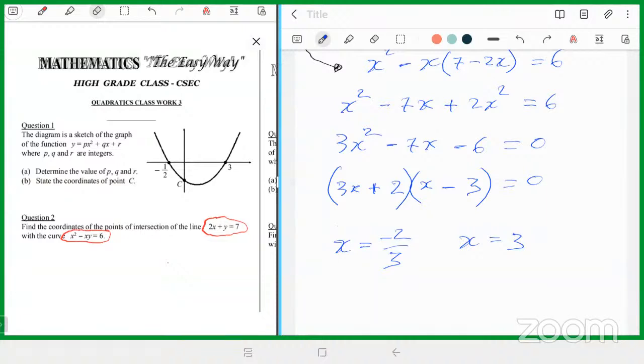Someone asked me in class, why not the curve? The curve can work, you know. Just that sometimes the curve is going to give you 2 values, but the line will always only give you 1 y value for each x value.